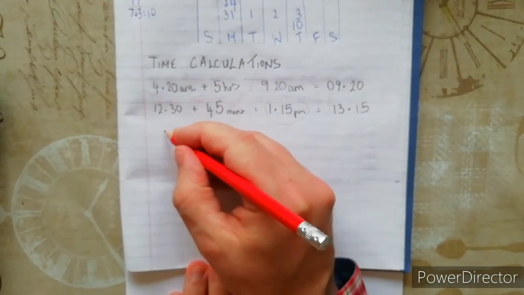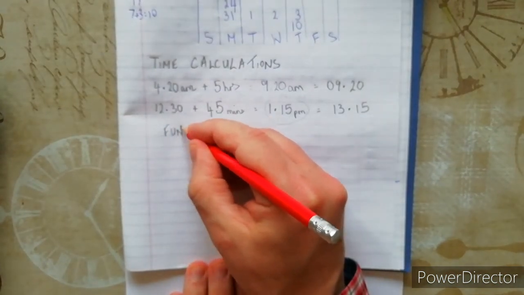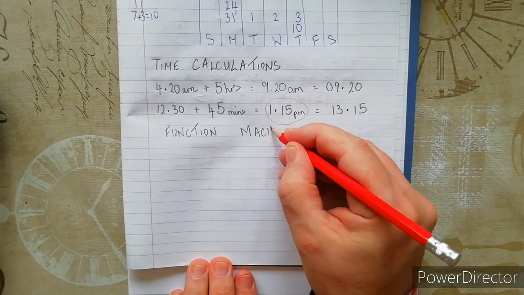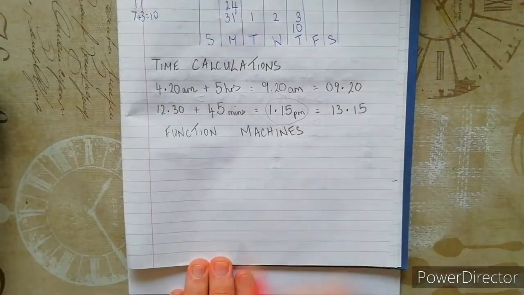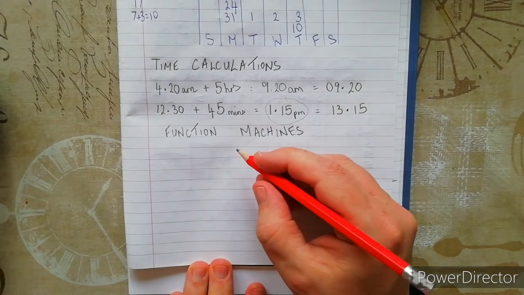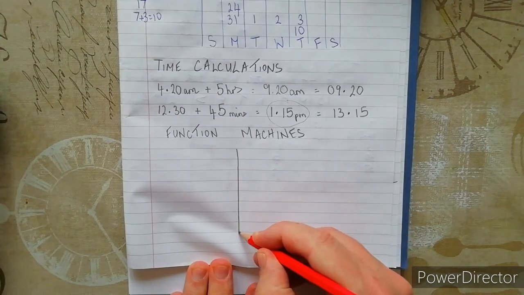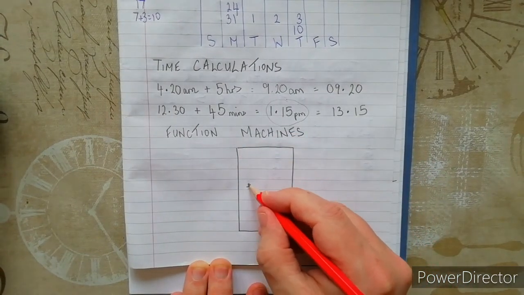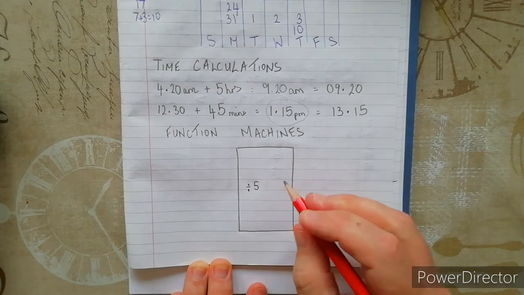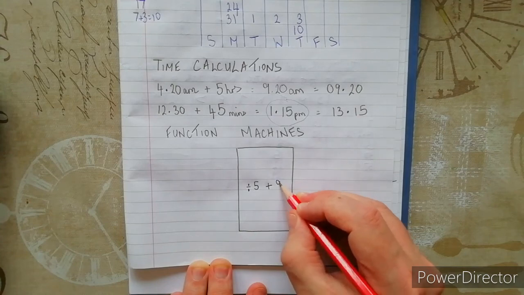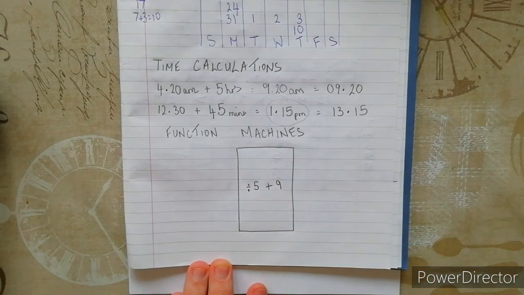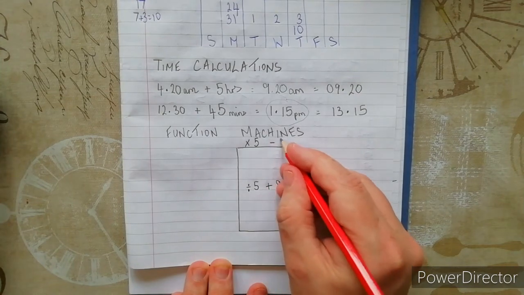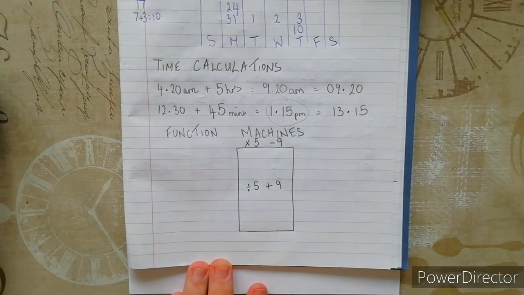Okay, so let's have a function. And this function machine divides by 5, adds 9. That's quite a difficult function. Before I do any of my calculations, I always write the opposite at the top. Times 5, take away 9. That's just going to help me whenever I'm going backwards.